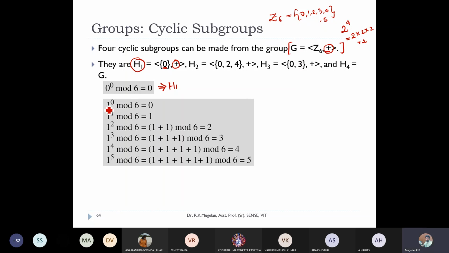Now I'm going for the second element. 1 power 0, 1 power 1, 1 power 2, and so on. 1 power 0 gives 0. 1 power 1, 1 mod 6 is 1. 1 square: you won't have multiplication here because the binary operation is addition, so I'll be adding 1 twice. 1 plus 1 is 2, 2 mod 6 is 2, then 1 power 3 is 3, 1 power 4, and 1 power 5. Can anyone tell why we can't go for 1 power 6 mod 6?